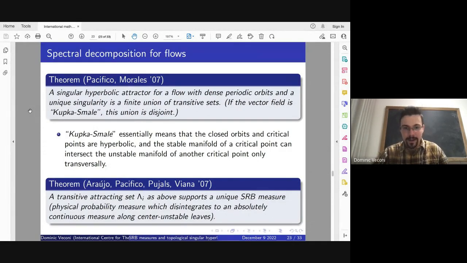And then later on, Vitor Araujo, Maria Jose Pacifico, Enrique Pujals, and Marcelo Viana showed that a transitive attracting set, whose existence was shown by Pacifico and Morales, supports a unique SRB measure, in fact. For flows, this means a physical probability measure which disintegrates to an absolutely continuous measure along center unstable leaves, versus just the unstable manifolds in general for the discrete case.